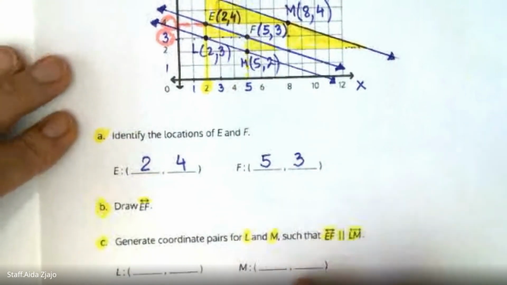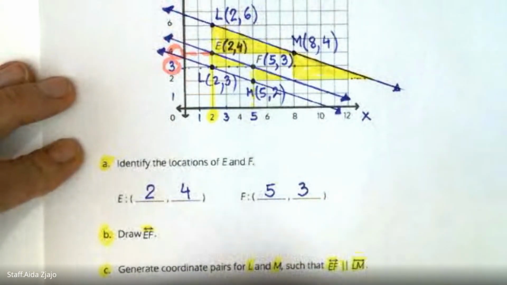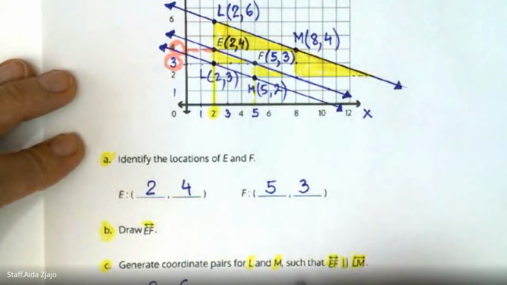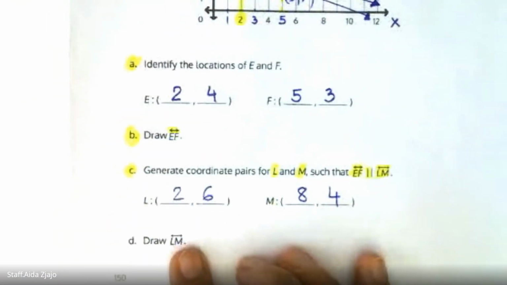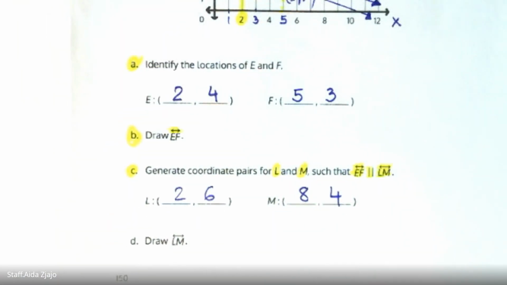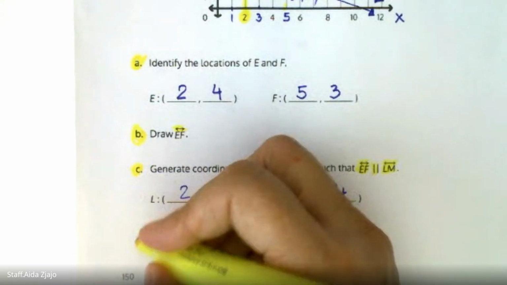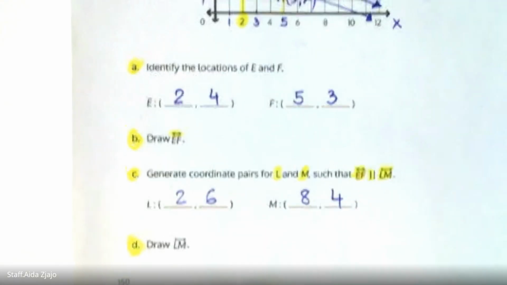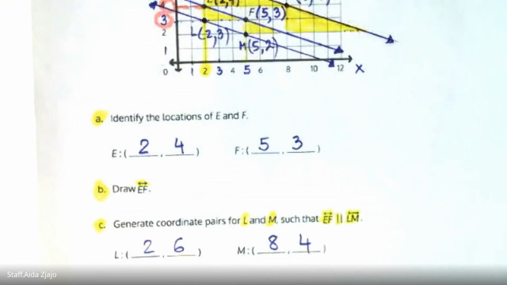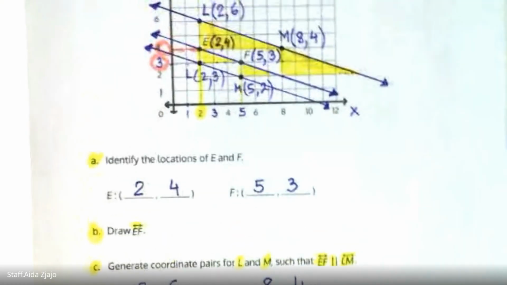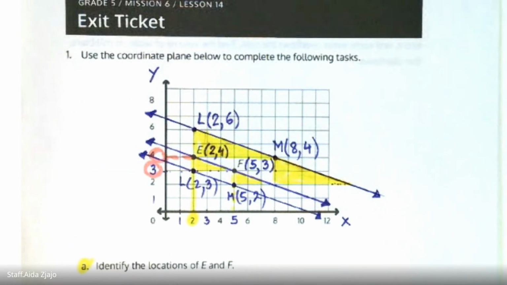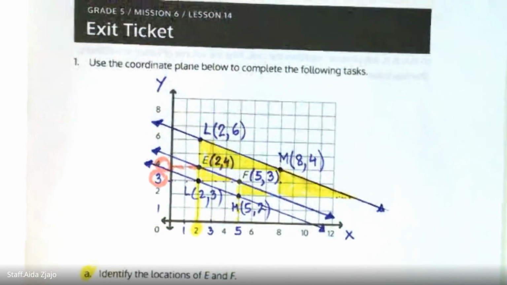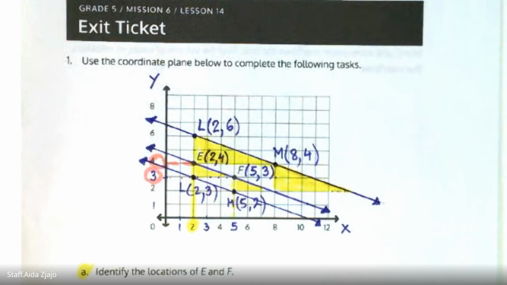So you can put any. If I put (2, 6) or (8, 4), it will work. And it says draw LM, and we already did. So this would be what was required for the exit ticket, grade 5, mission 6, lesson 14.